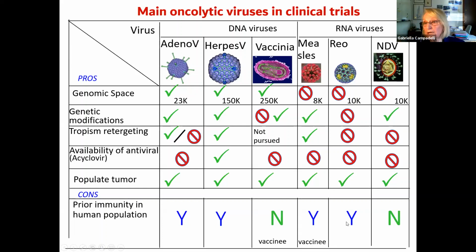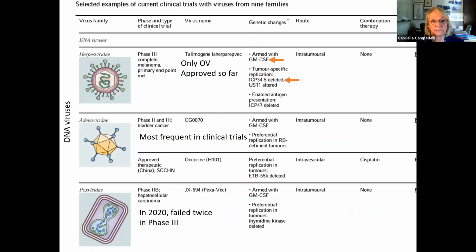So let's see how these viruses perform in clinical trials. Herpes virus is the only family for which an oncolytic virus has been approved. The virus which is approved carries a transgene, GM-CSF, granulocyte-macrophage colony stimulating factor. It is deleted in a gene. I will explain why it is deleted.